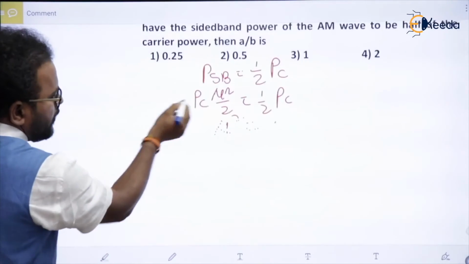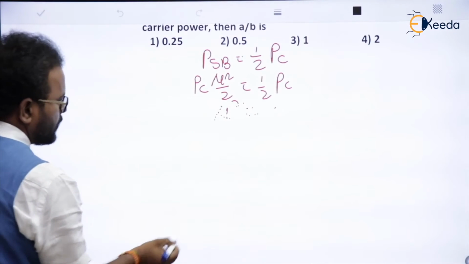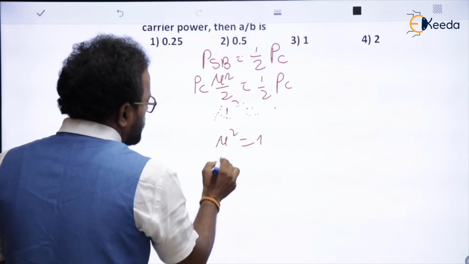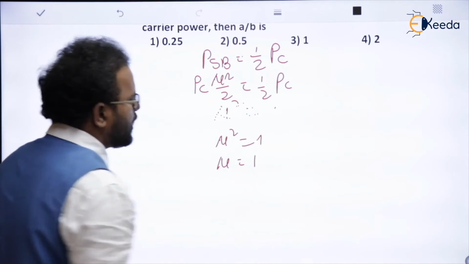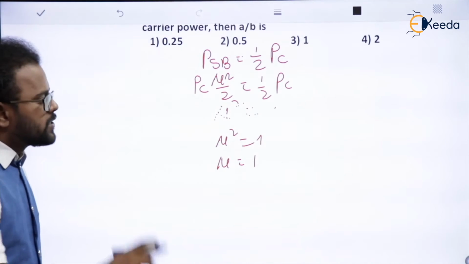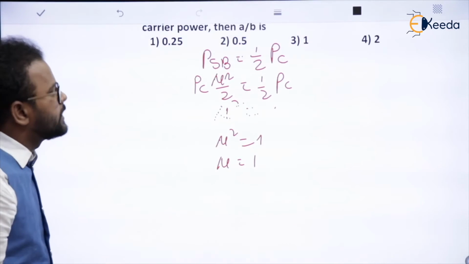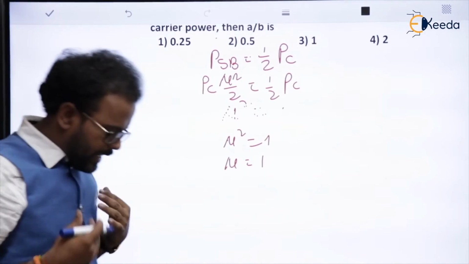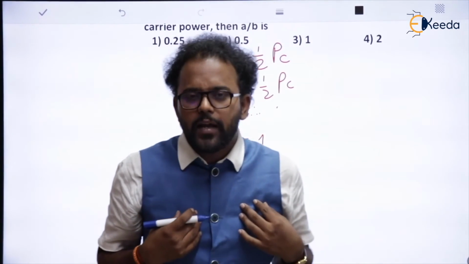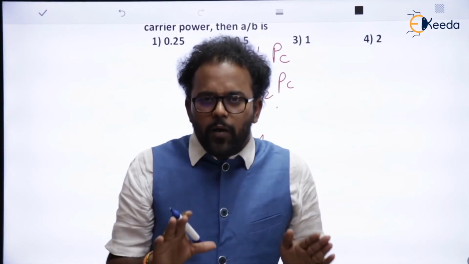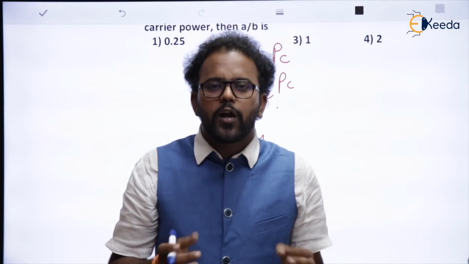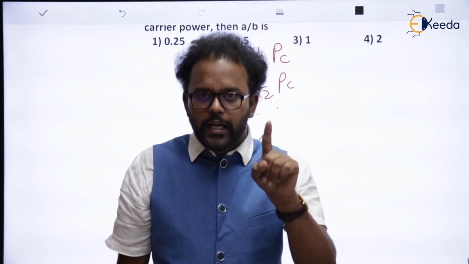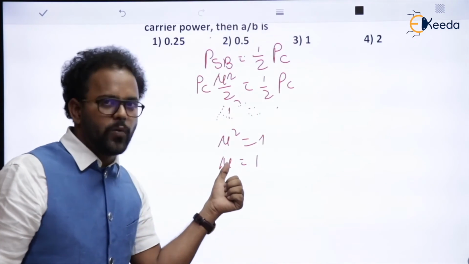From that condition, see. So what is the mu square value? Mu square value is 1. So obviously mu value is 1 because modulation index is positive. So indirectly he said modulation index. And he is asking the ratio of A by B. Did I give any formulas for A by B? Not. Whenever you don't have any direct formula, what we are calculating, always go with the condition. Condition is mu value 1.